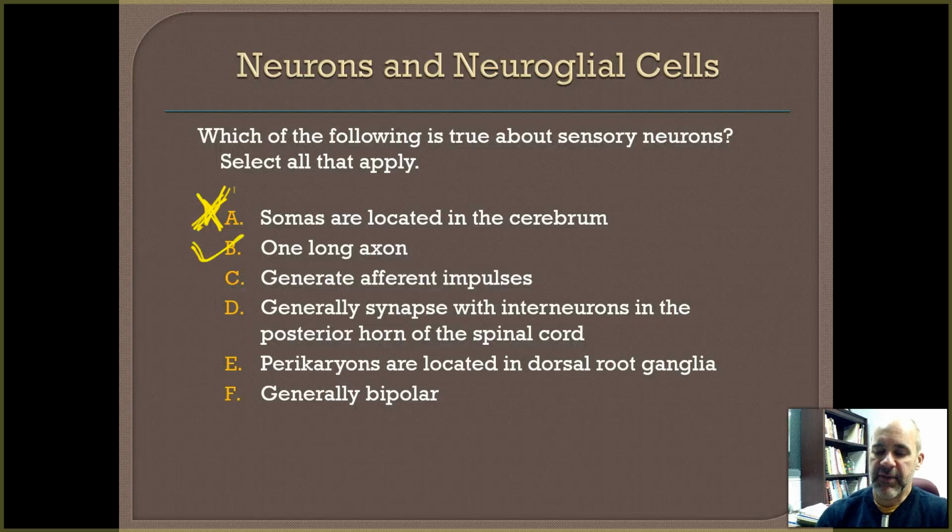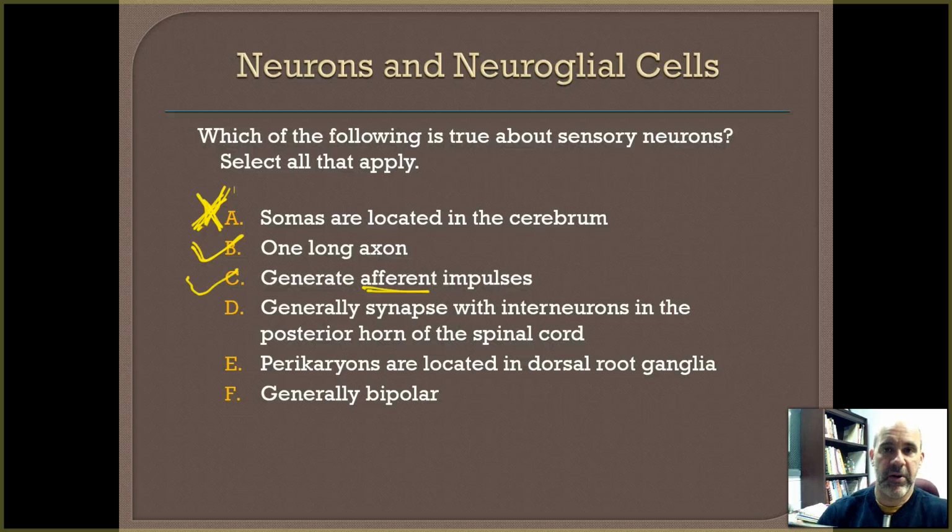Do they generate afferent impulses? Don't forget this terminology, afferent versus efferent. Afferent is going towards the central nervous system. Efferent would be away from. So afferent toward, efferent away from.